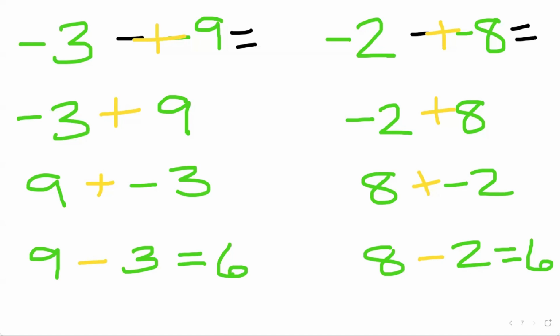So for this one, first taking that double negative, turning it into a plus, changing that into an addition sign, using the commutative property to flip that 8 and the negative 2 to put the positive number first, 8 plus negative 2, seeing that plus and negative, that can be turned into subtraction. 8 minus 2 gives you 6.